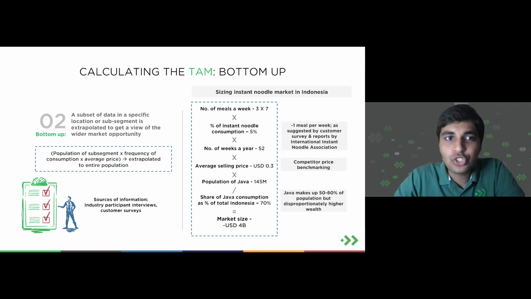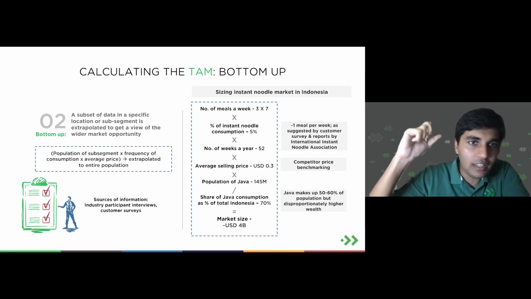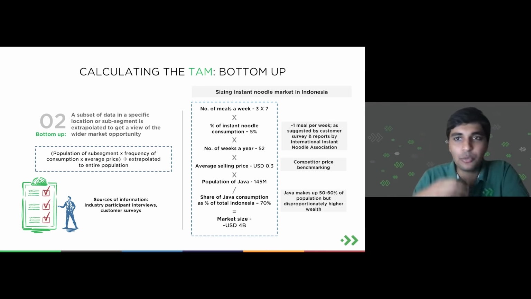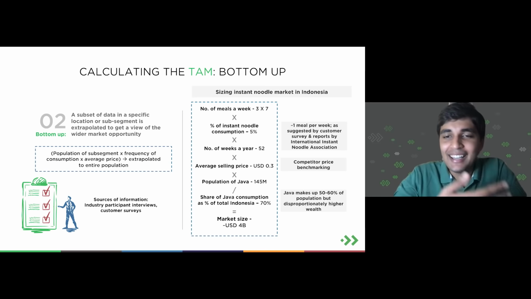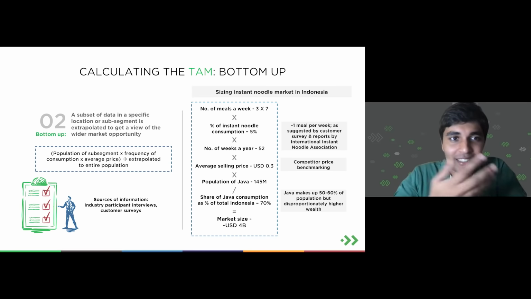The second approach is the bottom-up approach. This approach starts with a smaller number first, and then it usually gets to a big number. That's the way to think about a bottom-up approach. Small goes to big. Using the same instant noodle example, it starts with something as simple as the number of meals consumed by an individual in a day, or a week for that matter. That's 3 into 7. No points for guessing.